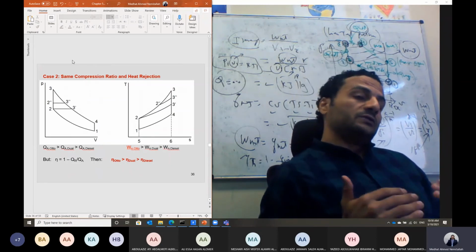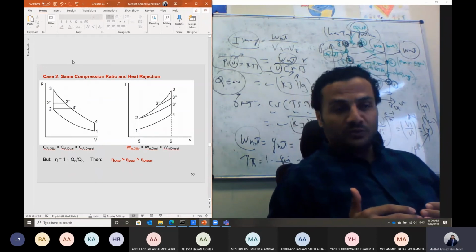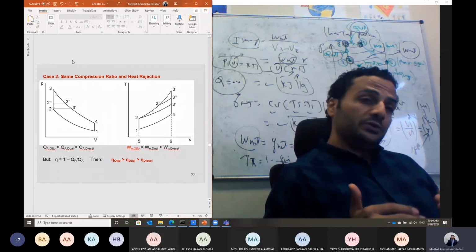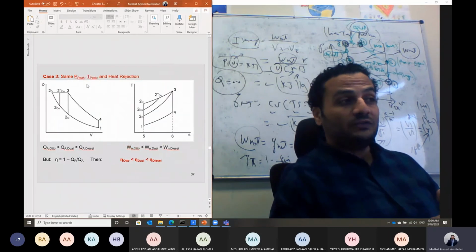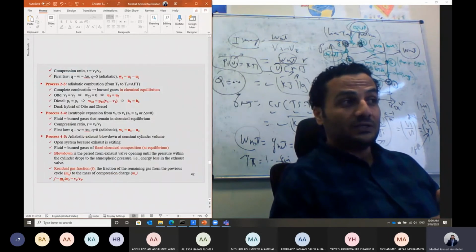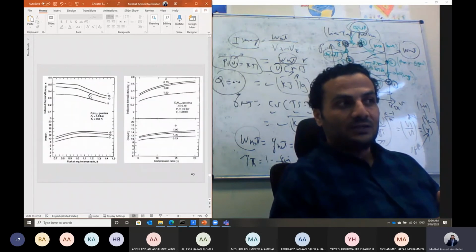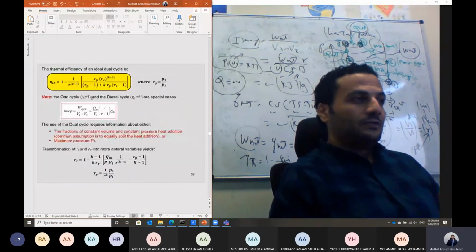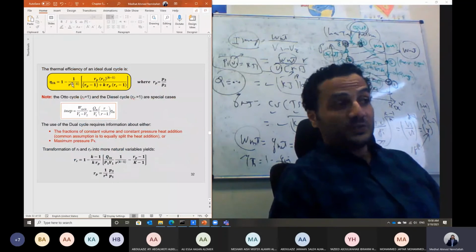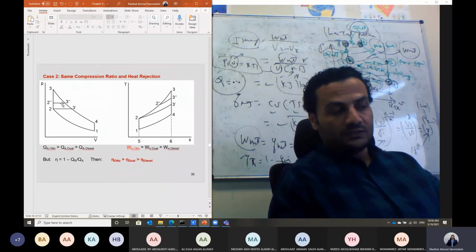Also, we have considered the specific heat as constant in this case, and the specific heat is mainly a function of temperature. So usually at higher temperature during the combustion, the specific heat will change, and the specific heat ratio k will be reduced in this case. If you look here at the thermal efficiency, if the specific heat ratio is reduced, that means the thermal efficiency will be reduced, and the net work output will be reduced.